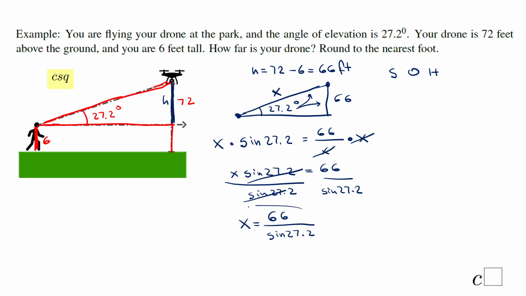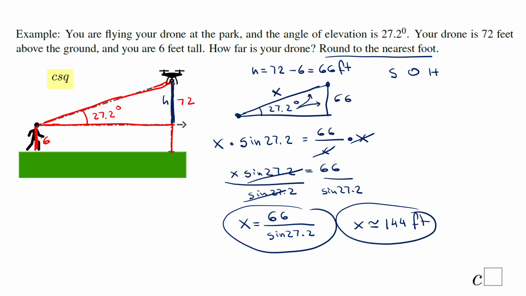However, we need to do an estimation, rounded to the nearest foot, so we need a calculator, which I'm going to grab, and be careful how you put it. 66 divided by sine of 27.2, and I end up with 144.3, so it's going to be rounded to the nearest foot. That will be 144 feet. The distance between you and your drone is 144 feet.